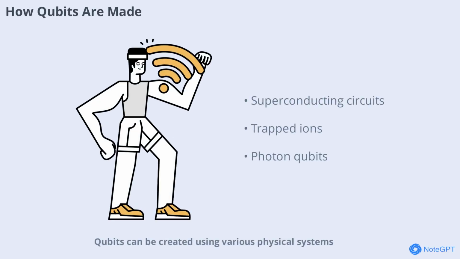Qubits can be created using various physical systems, such as superconducting circuits, trapped ions, or even photons. Each approach has its own advantages and challenges. For example, superconducting qubits are popular because they can be easily integrated with existing electronic technologies. Trapped ions, on the other hand, offer high precision and stability. Scientists are constantly experimenting with new ways to build reliable and scalable qubits. Next, we'll explore how these qubits are controlled and manipulated to perform computations.